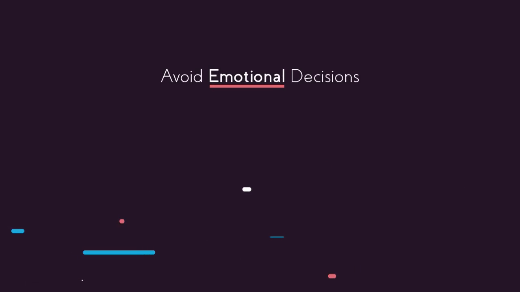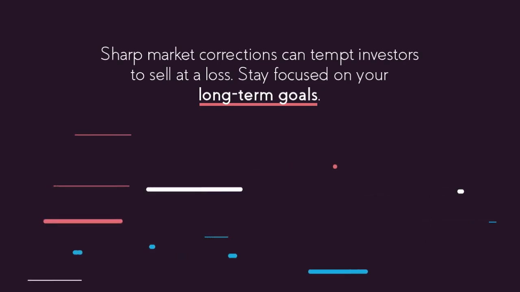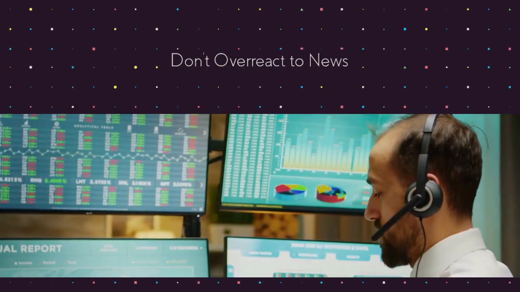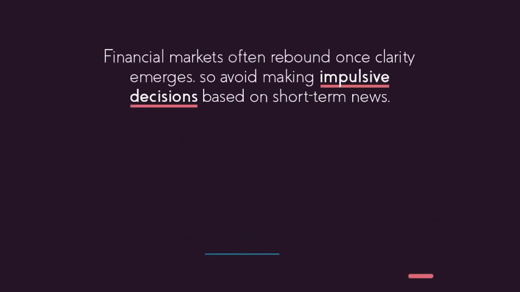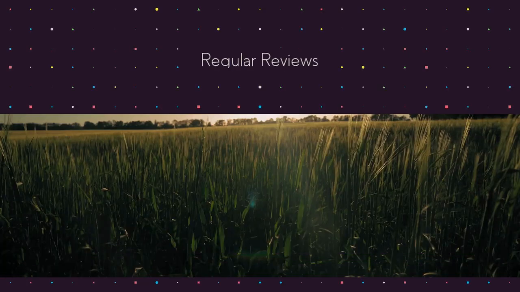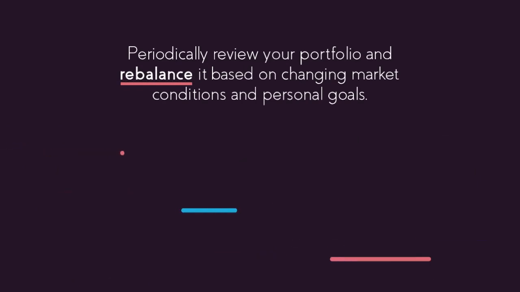Avoid emotional decisions, don't panic sell. Sharp market corrections can tempt investors to sell at a loss. Stay focused on your long-term goals. Don't overreact to news. Financial markets often rebound once clarity emerges, so avoid making impulsive decisions based on short-term news. Regular reviews. Periodically review your portfolio and rebalance it based on changing market conditions and personal goals.